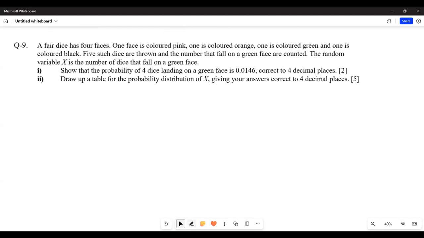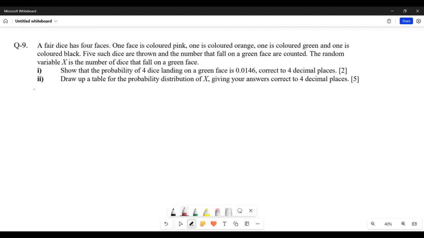So a fair dice has four faces. One face is colored pink, one is colored orange, one is colored green, and one is colored black. Five such dice are thrown, and the number that falls on a green face are counted. A random variable x is the number of dice that fall on the green face. Show that the probability of four dice landing on a green face is this, correct to four decimal places.